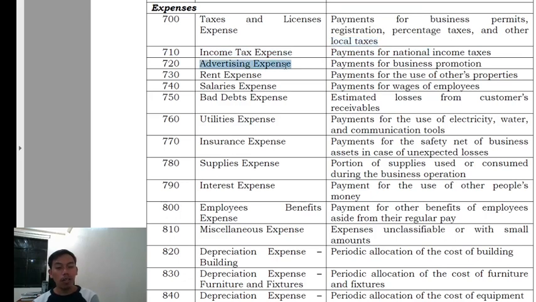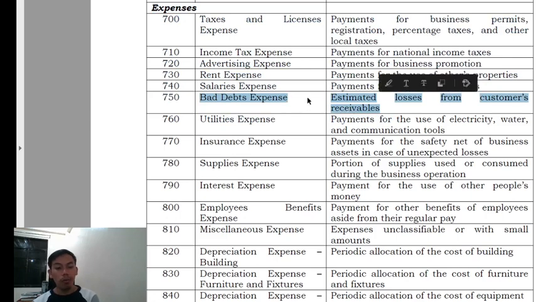Advertising, nagpapa-air tayo ng advertisement natin sa radio or sa TV, advertising expense. Umuupa tayo, rent expense. Nagbayad tayo sahod ng employees, salaries expense. Bad debts expense. So, ito, katapat niya yung allowance for bad debts. So, kung meron tayong ine-estimate na lugi from customers kasi hindi sila magbabayad, we recognize an expense. So, part of the receivable would be recognized as expense. Kasi meron tayong hindi makokolekta. So, ito, katapat nyo yung allowance for bad debts kasi.